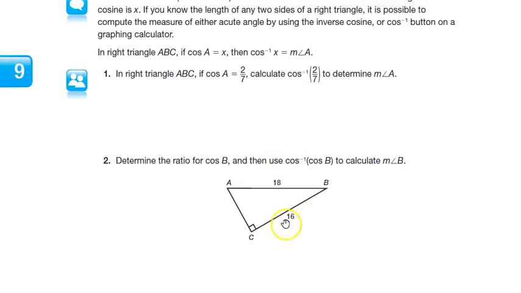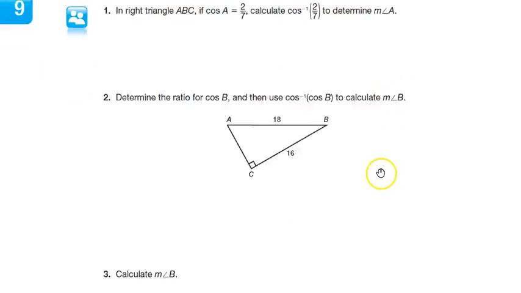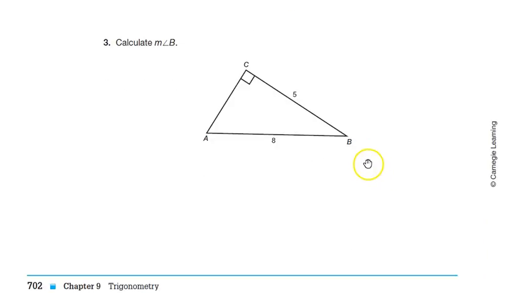Now we do the inverse cosine. So here we want to find the measure of angle A. This is the adjacent. This is the hypotenuse. So the inverse cosine of 16 over 18 is going to give you the measure of the angle. And the same thing here, if you just put the inverse cosine of 2 over 7, you will find the measure of angle A. And you just got to use your calculator for that.